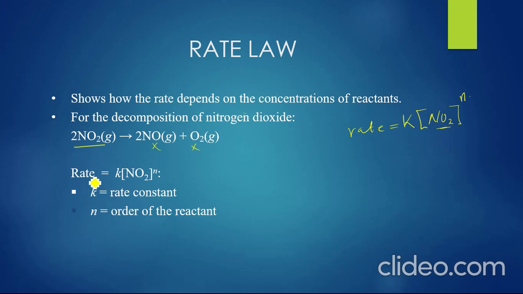So this is what I was illustrating there. Rate is equal to the rate constant k just after the equal sign, and then the concentration of the reactant, and n is the order of the reactant. As I was saying, k is the rate constant, and n is the order of the reactant. So let me show you another example so that you can understand clearly.